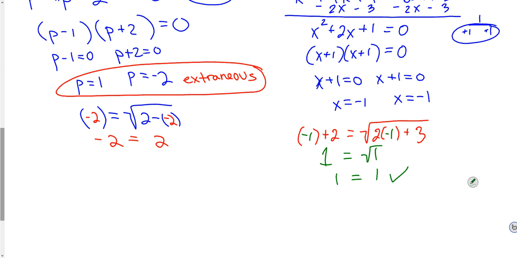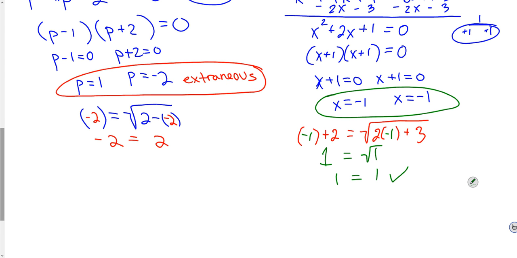So you have to check. Don't just assume that the negative is going to be the extraneous one. Although 9 times out of 10 it probably is. But there are special scenarios where it actually does work. And that's pretty much it.